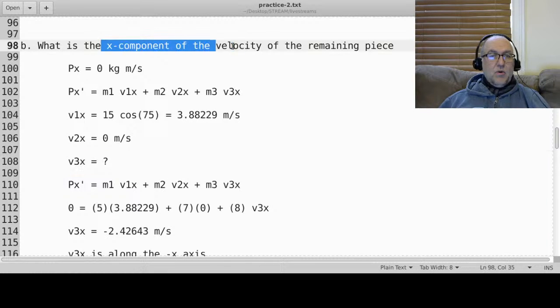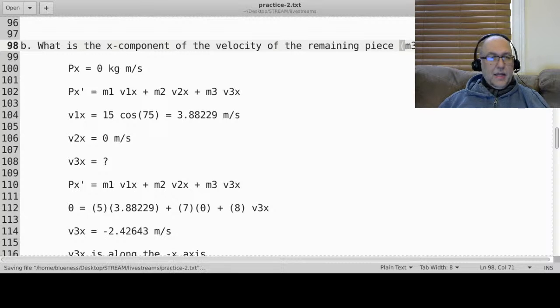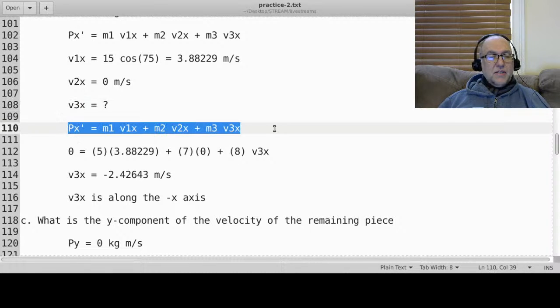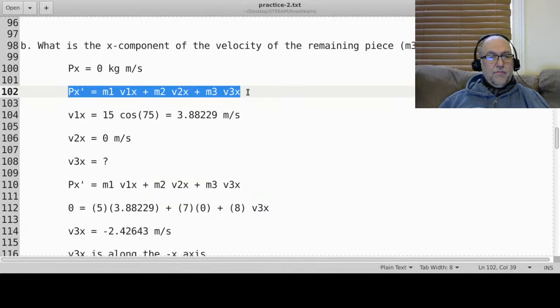Okay, what is the x component of the velocity of the remaining piece? The remaining piece, I didn't say it above, is the one I've been calling m3. That 3 means the third piece. So we have this. I just rewrote that from there.